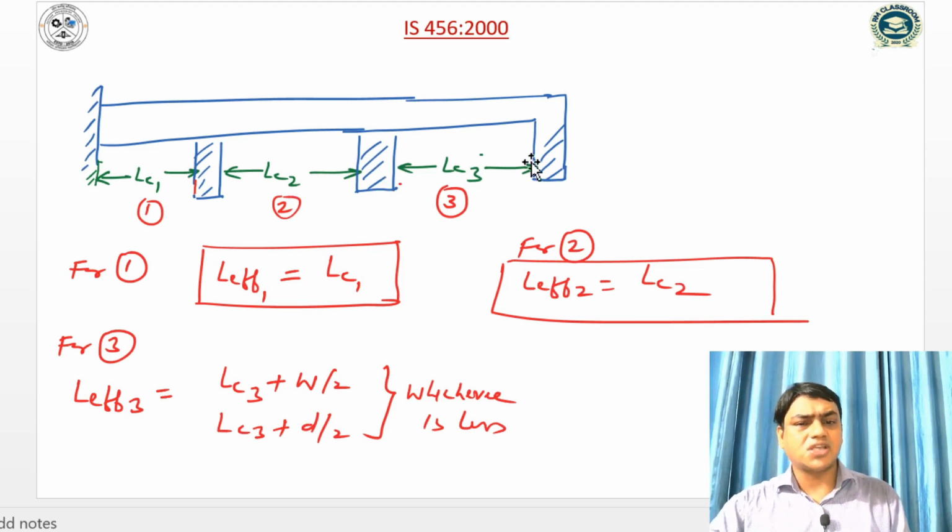But here one end is continuous and the other end is simply supported. So in this case our effective span will be the clear span plus W by 2, or clear span plus half the effective depth of the beam, whichever is less. Here I have marked portion 1, portion 2 and portion 3. For portion 1 and portion 2 the effective span will be equal to the clear span, and for portion 3 the effective span is equal to the clear span plus half the width of the support or half the effective depth of the beam.